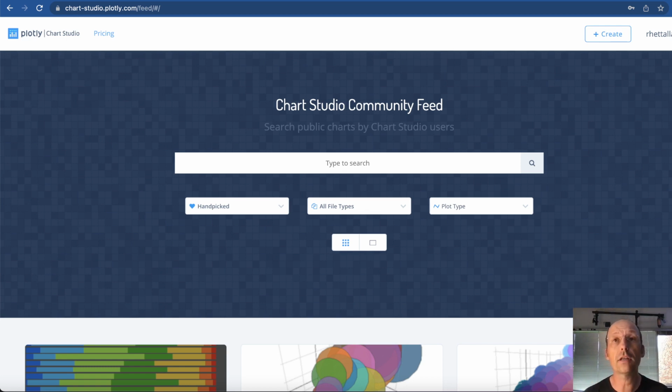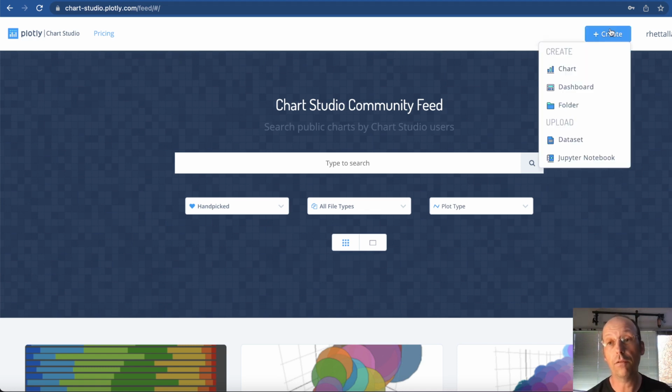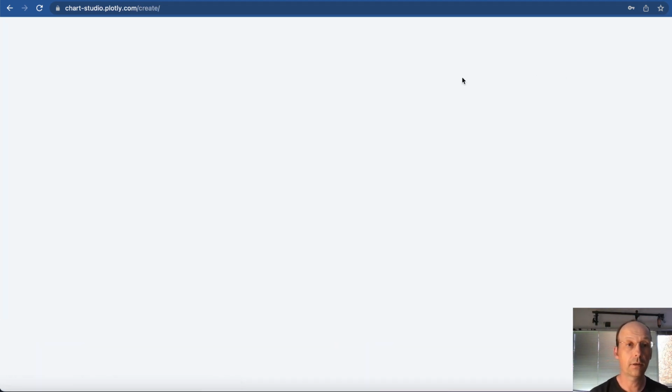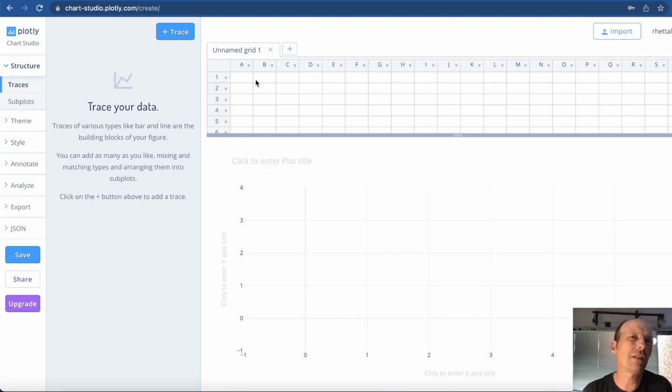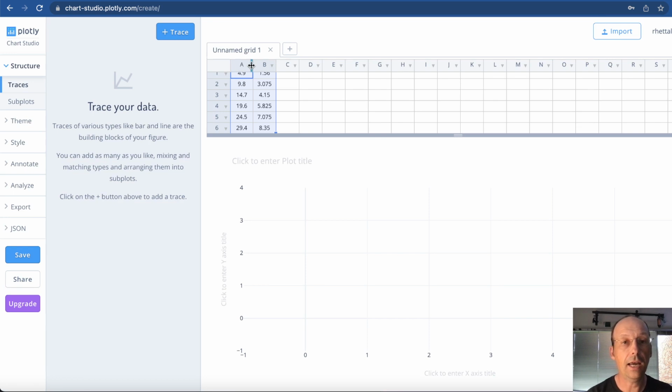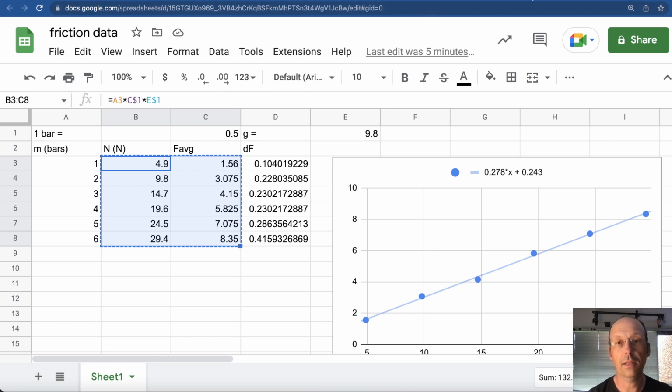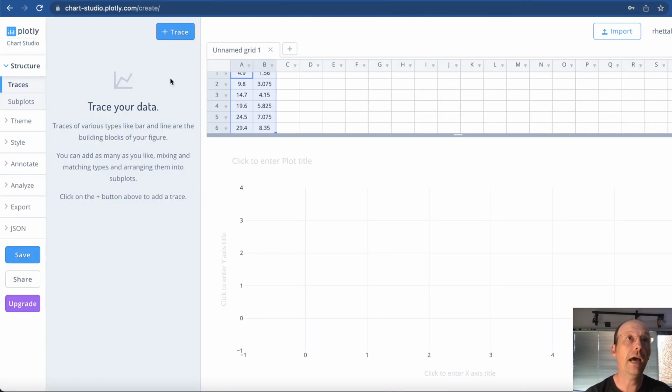And so I'm already logged into my account. You can make a free account here. And up here, it's chart-studio.plotly.com. That's where you want to go to, and then sign up. And now I'm going to go over here to create a chart. And it looks a lot like a spreadsheet thing, but that's fine. I'm going to paste my data, so then I can rename this, but I'm not going to worry about it. Wait, which one is that? This is N. N is on the left.